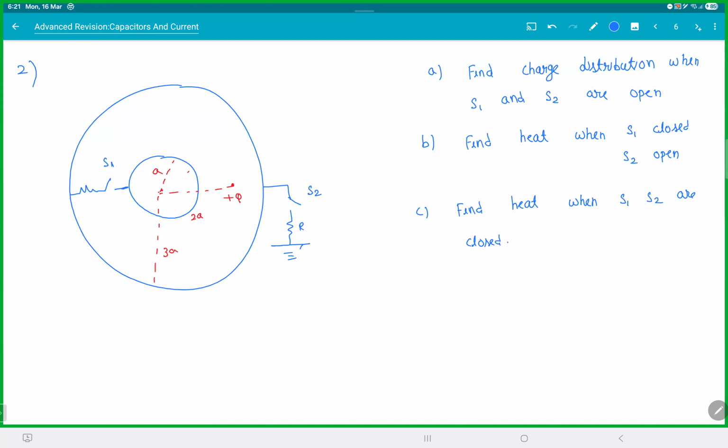Take a minute. Think about only the charge distribution. This is a good one.